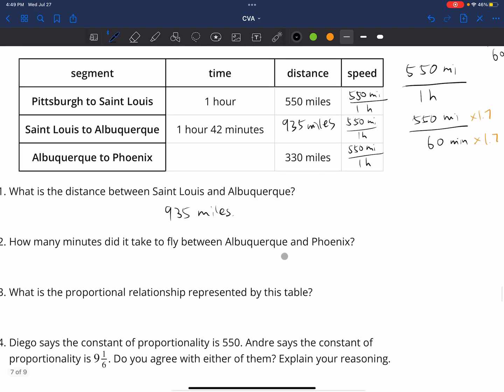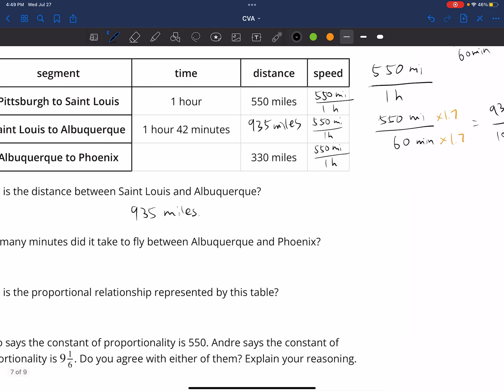How many minutes did it take to fly between Albuquerque and Phoenix? So now we're given the distance, and we're going to do the same thing again. We're going to do 550 miles over 60 minutes.